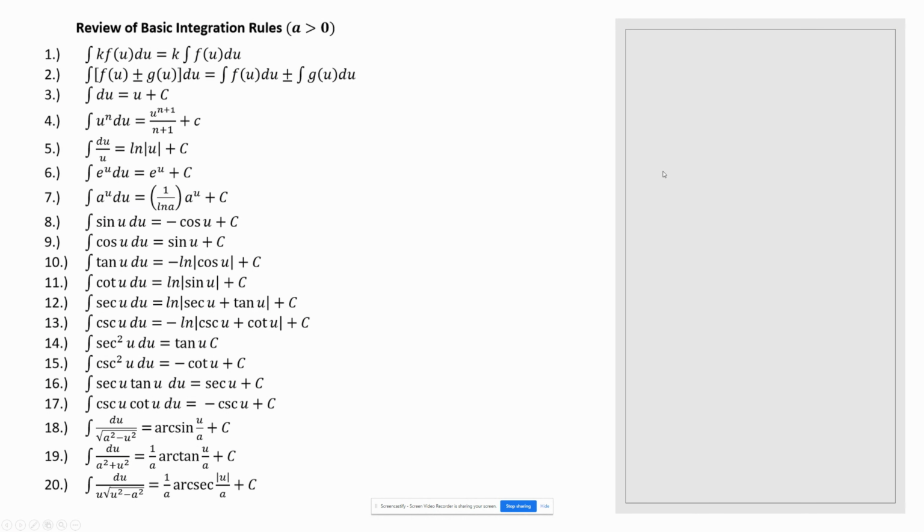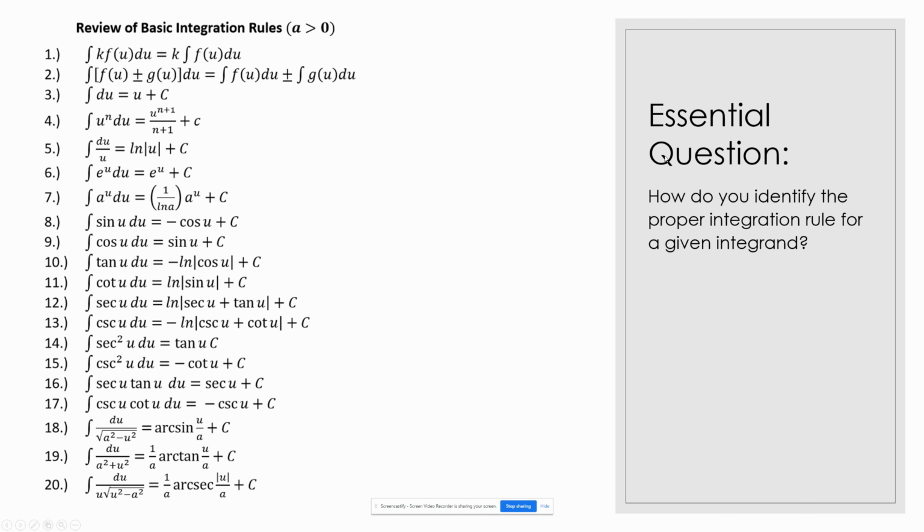So the first thing that I want us to talk about is just what is the essential question of this lesson? Our essential question is, how do you identify the proper integration rule for a given integrand? And if you look over here on the left side of the screen, we have 20 basic integration rules. Now, I would recommend pausing the video here and writing these down or printing these out. You are going to want to have these rules in front of you throughout this entire video.